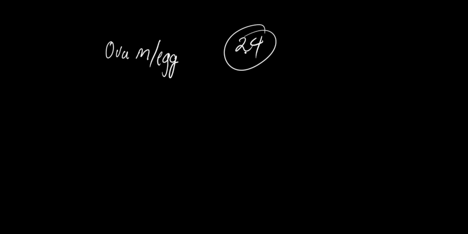Another very important fact we need to take note of is that the secondary oocyte, which we would generally call the ovum or the egg, is only viable for about 24 hours after ovulation, 12 to 24 hours after ovulation. Now, after this period of time has elapsed, and if fertilization does not take place, the secondary oocyte or the ovum becomes degenerated.